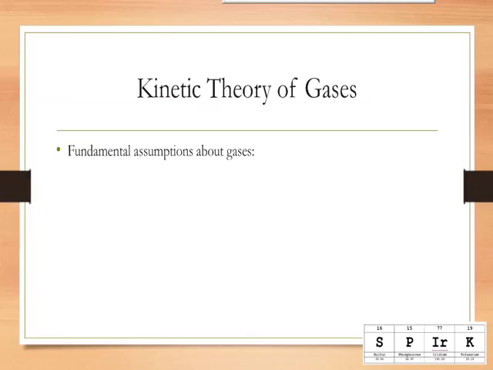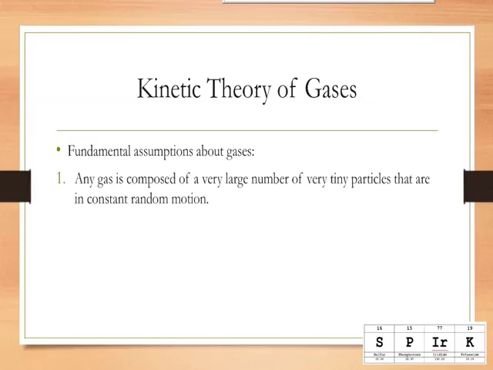The kinetic theory of gases. There are 5 fundamental assumptions about gases, and if you look these up online somewhere else, sometimes they're broken up into 5 or 6, it just depends on how they're broken up, but we're going to go with 5. Number 1 is that any gas is composed of a very large number of tiny particles that are in constant random motion. Number 2, their collisions are perfectly elastic.